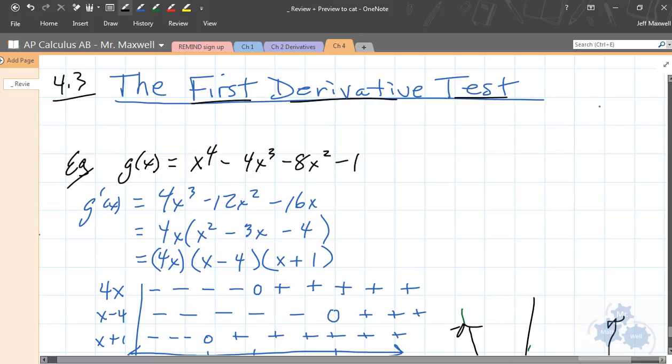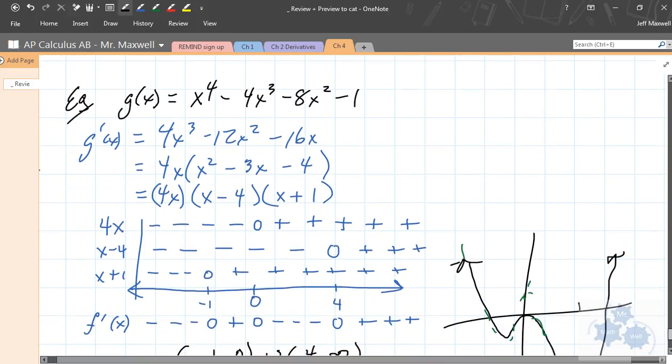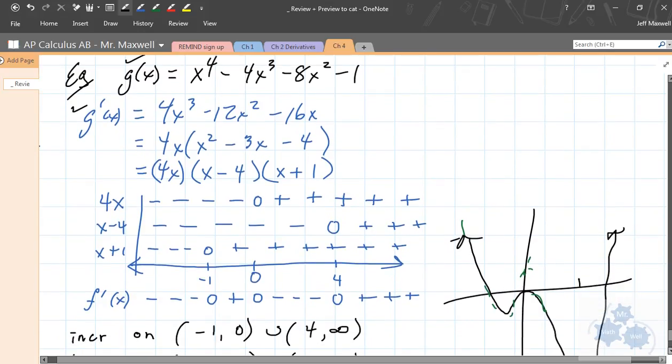Well, let's talk about a function that we have done sign analysis on to find where the function is increasing and decreasing. You will remember this example from previous class. If this is our function, this is the derivative of that function. We then factored the function and performed sign analysis. So you don't really have to copy this down because you should have it in your notes already. So just listen to this part.